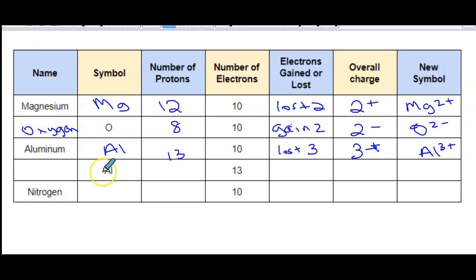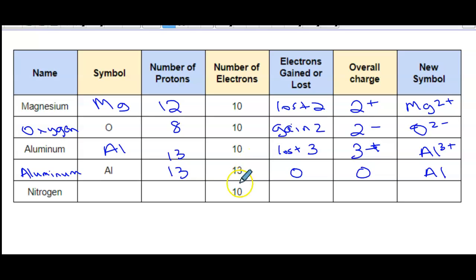Okay, so this is aluminum again. It has 13 protons. This one has 13 electrons, so it has not lost or gained anything. So its overall charge is 0, and it's just going to be Al for the symbol.